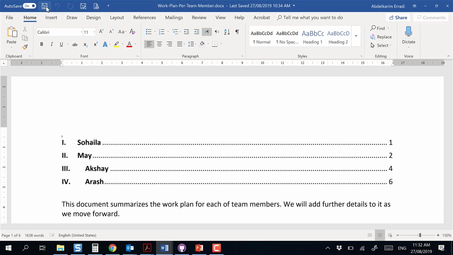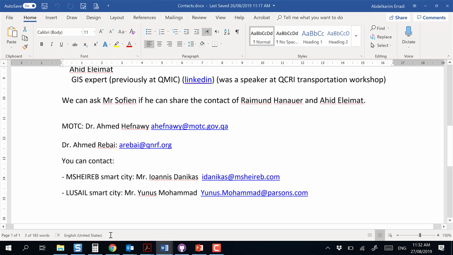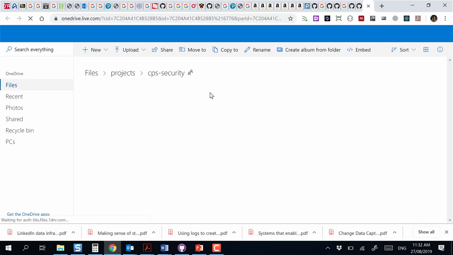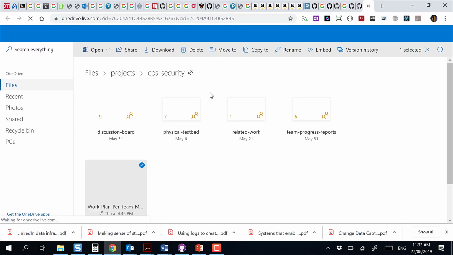And you can do it from Word, or you can even do it from the web. I can open this on the web and change this file there, and my changes will be visible to them.